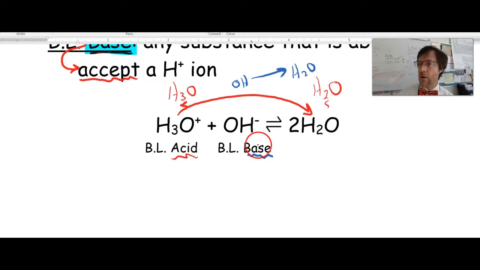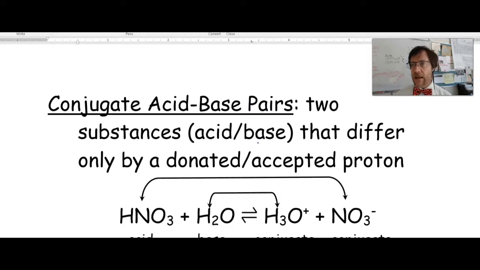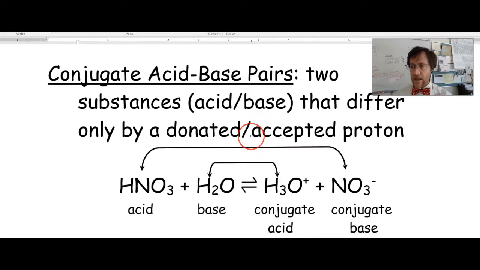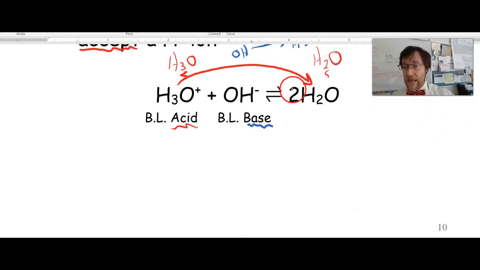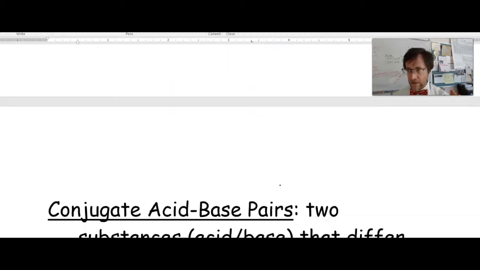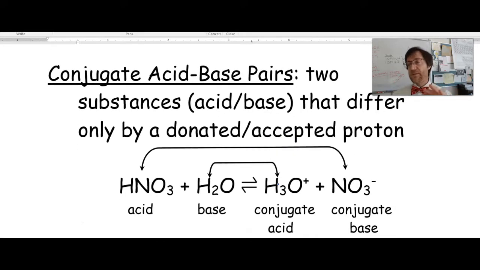You dig? Let's do a couple more just to lock this in. And what we get here is not just an acid and a base, but we also get conjugate acids and bases. Because again, it's a system at equilibrium, and it goes this way and then it goes that way. It all depends on how you write it down on the piece of paper. So here's what we do. We've developed these things called conjugate acid-base pairs, and they're basically two substances that differ by a proton.